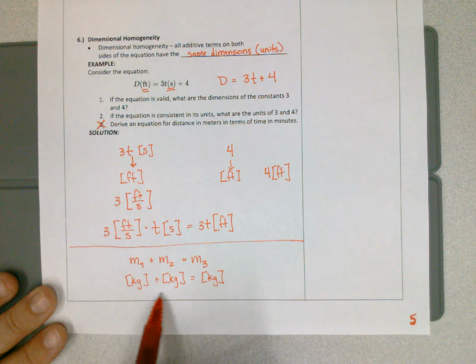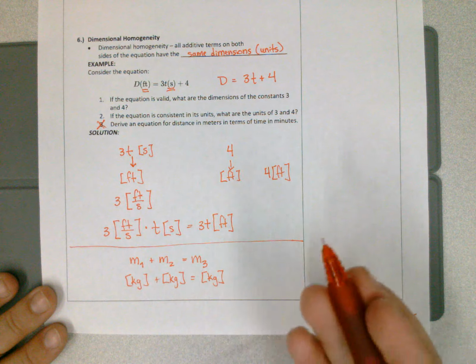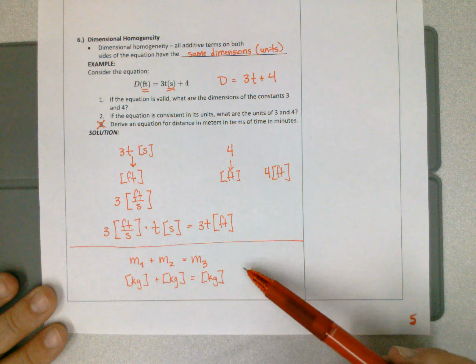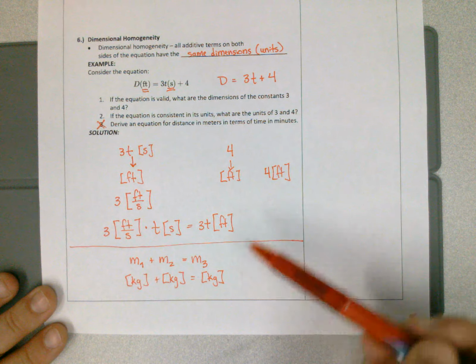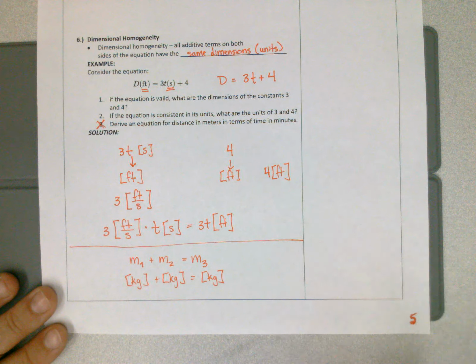So as we go through the semester, there's going to be lots of units and lots of different variables. We're going to use V's and M's and N's. And it's going to be really important to make sure you're adding things with the correct units. And so that's really the important part about dimensional homogeneity that I want you to take away from this video.